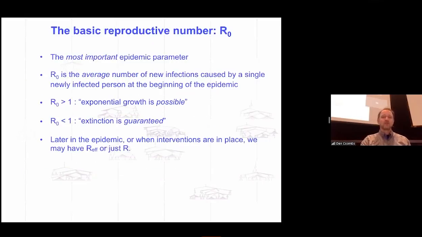Okay, all right. So R naught, the single most important epidemic parameter. R naught is the average number of new infections caused by a single newly infected person at the beginning of the epidemic. That's the naught. We're talking about the beginning. And so often we'll have an R naught at the beginning of an epidemic when maybe there are no interventions, and then we may change that over into an R effective or just an R value later on in the epidemic when interventions are occurring. But at the beginning of the epidemic, R naught greater than 1 means that there's a chance of exponential growth. It's not guaranteed because a variety of random events could prevent the disease from reaching the exponential growth phase. On the other hand, if R naught is less than 1, then extinction is guaranteed. There's no way to win when you make a series of losing bets.